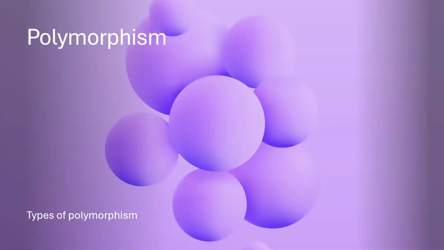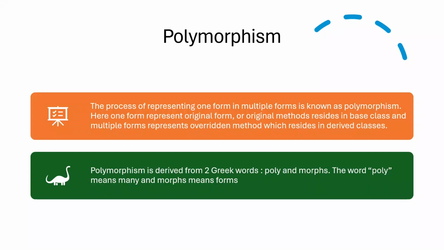Today we are going to speak about the topic polymorphism and what the types of polymorphism are. First, we can see what polymorphism is. It is the process of representing one form in multiple forms. Here, one form represents the original form or original methods residing in the base class, and multiple forms represent overridden methods which reside in the derived class.